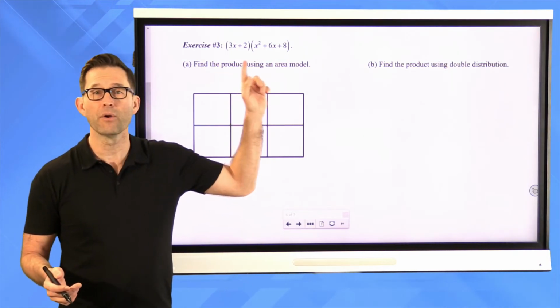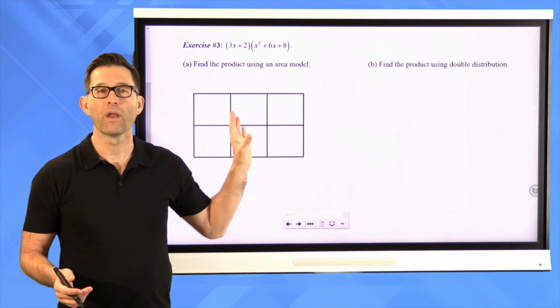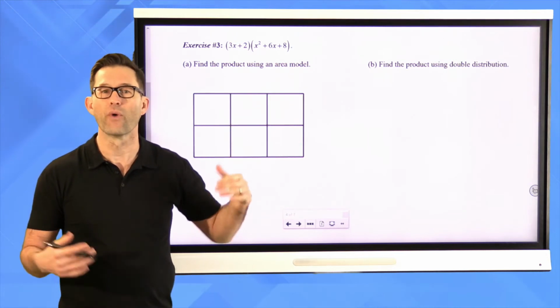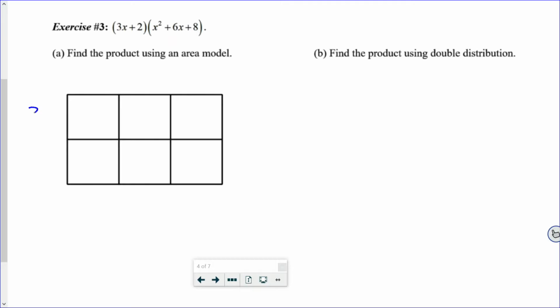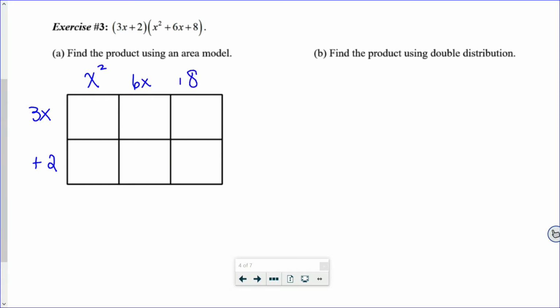If I've got a binomial by a trinomial, then I kind of want like a 3 by 2 rectangle that's all kind of divided up. And here's how I'll do it, right? I'll put my 3x here and my positive 2 here, just like I would have with my binomials. I'll put my x squared here, my 6x here, and my 8 here. If you want to put the little pluses in front of them, that's fine too.